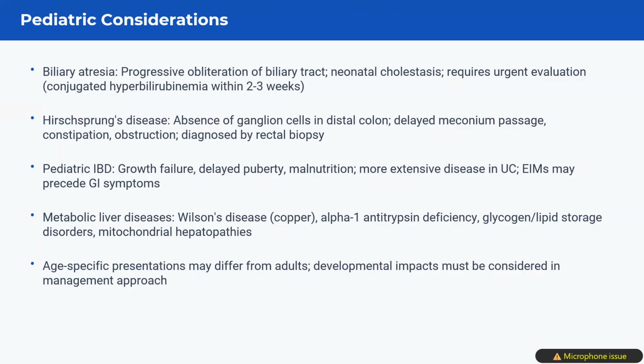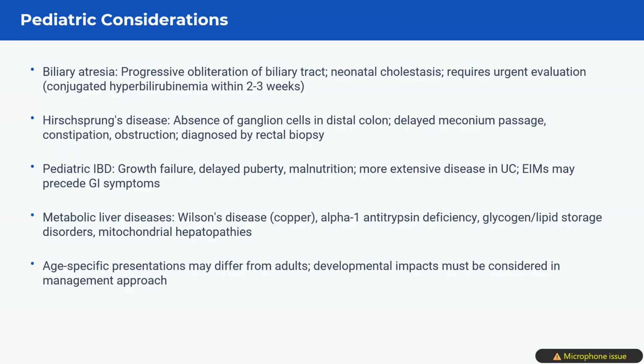This is a surgical diagnosis, and they have to operate within 8 weeks to prevent liver failure. If the infant is jaundiced after 2 weeks, that's when you check direct bilirubin. It's a small test and it can save this kid's life.